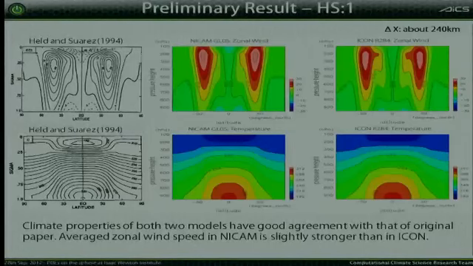Comparing NICAM and ICON, the average zonal wind speed in NICAM is slightly stronger than that of ICON.